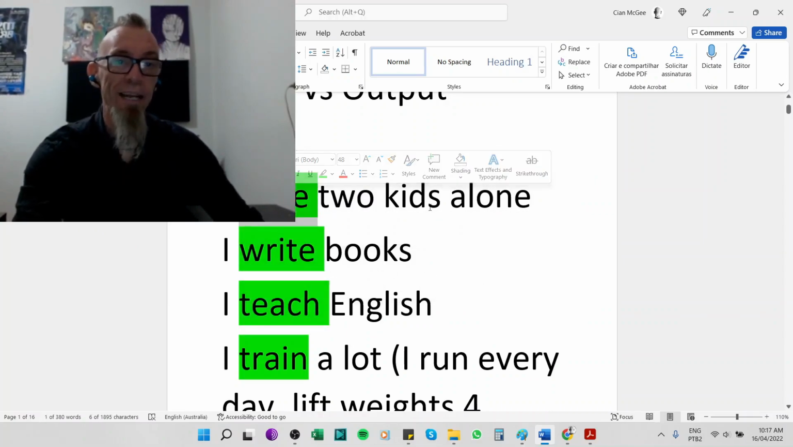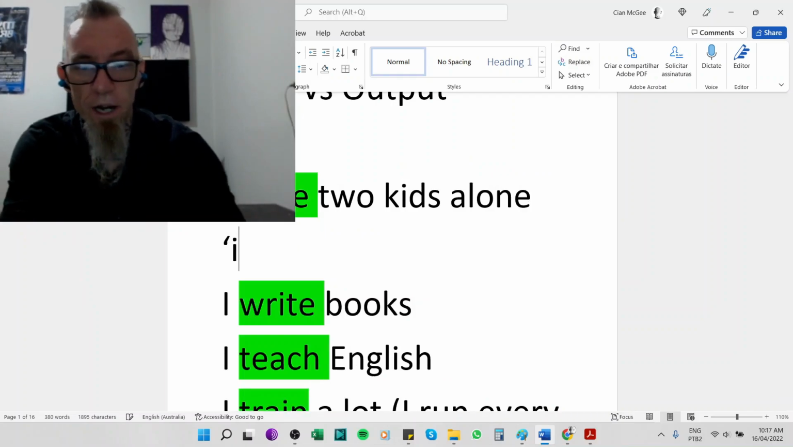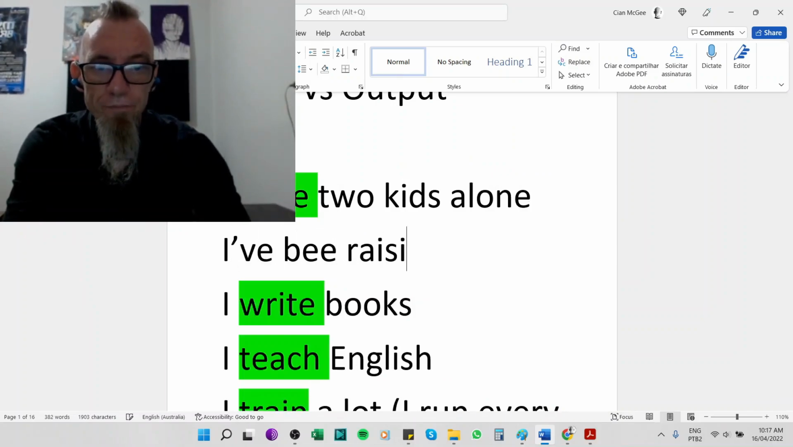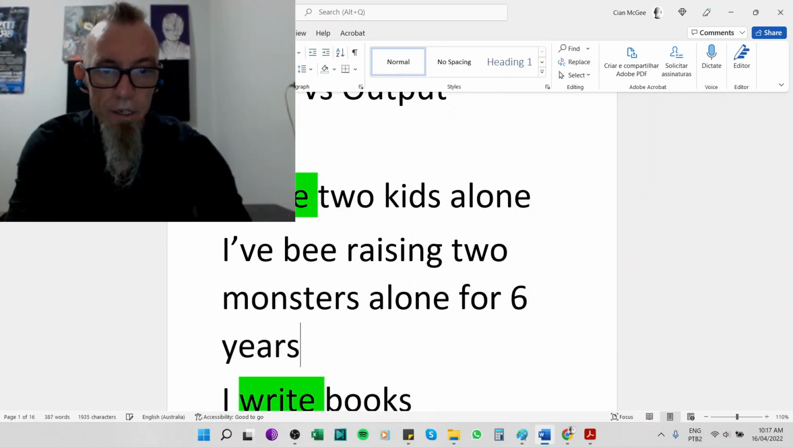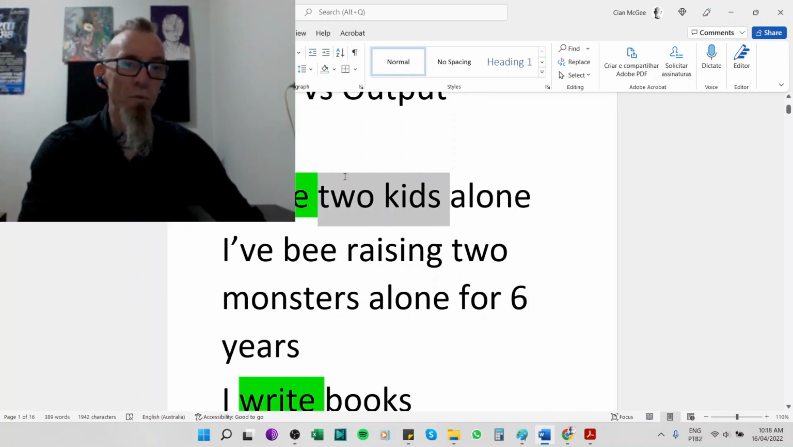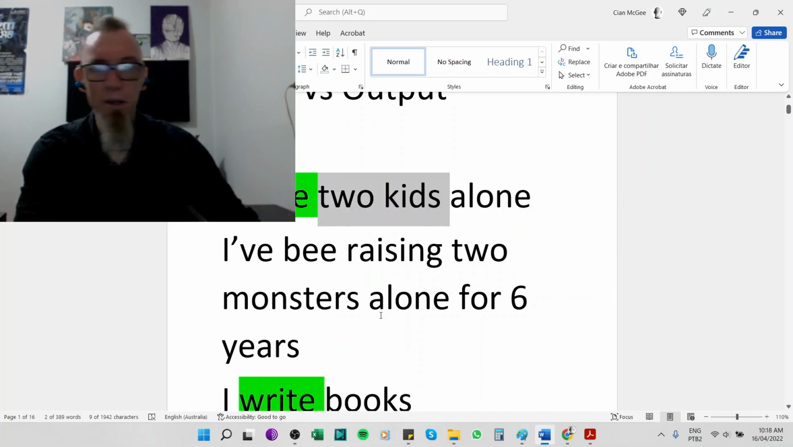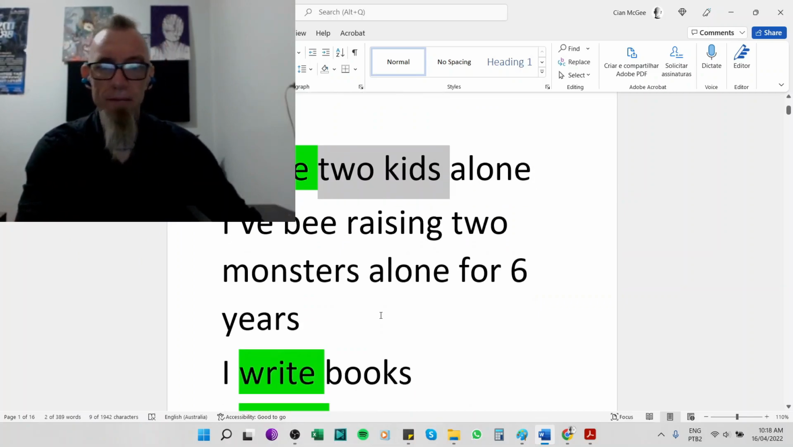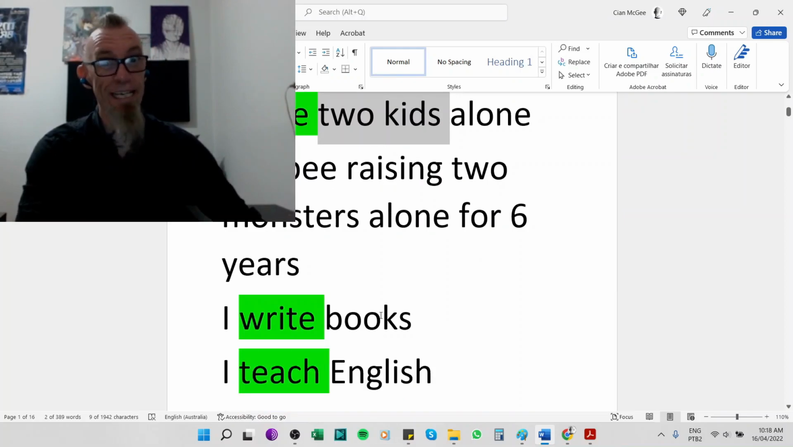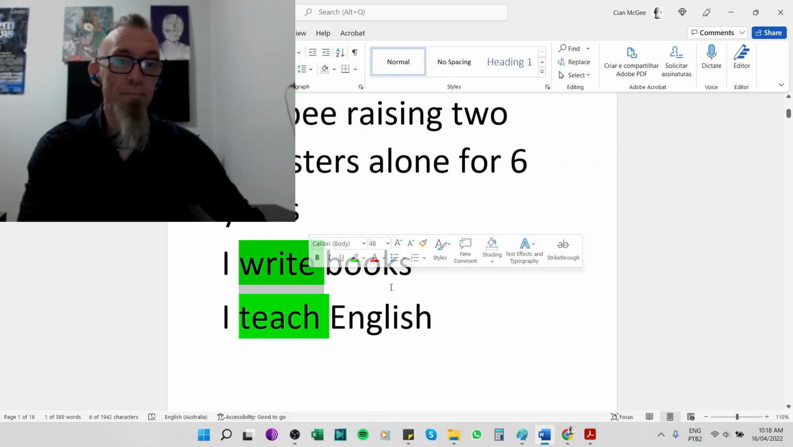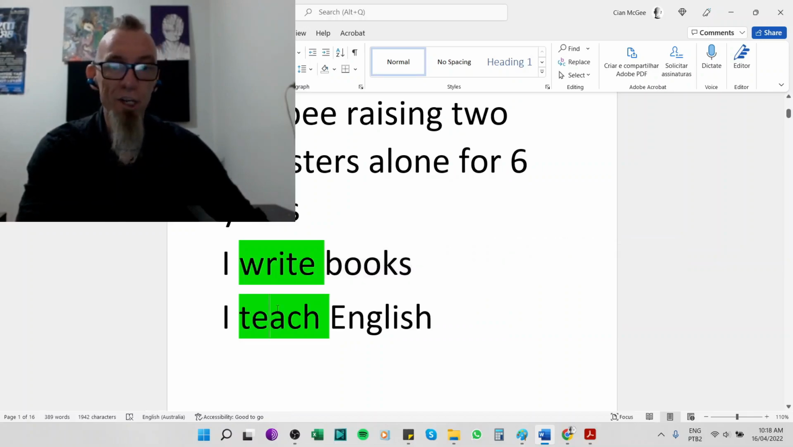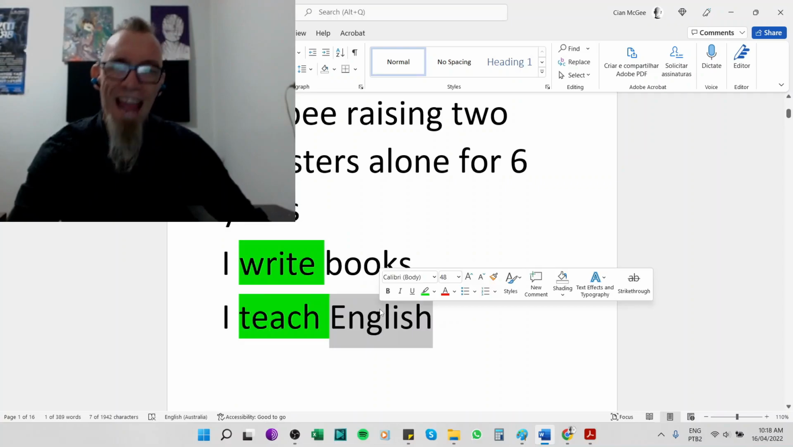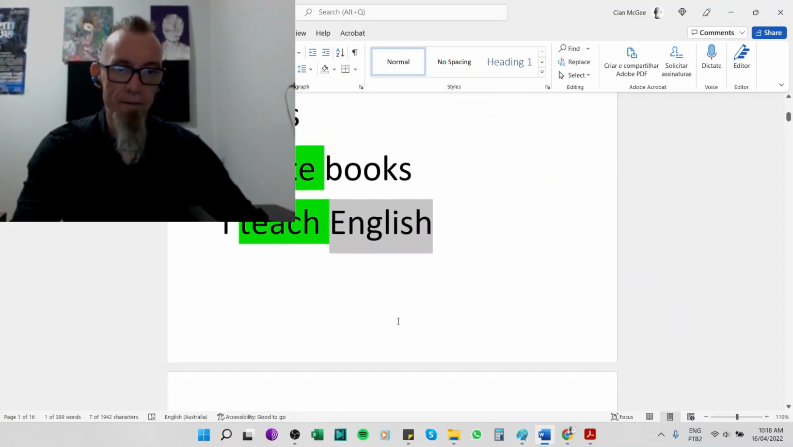Now, with these, once again, I've been raising 2 monsters alone for 6 years. Once again, I can find a way to measure the output. You know, we've done this so many times. We've had these many great days, blah, blah, blah. I just don't want to make it look like I'm better than you. I write books. I've been writing books professionally for 12 years. I've written 22 novels. Teaching English, I've been teaching for 15 years. I've taught tens of thousands of classes and blah, blah, blah.